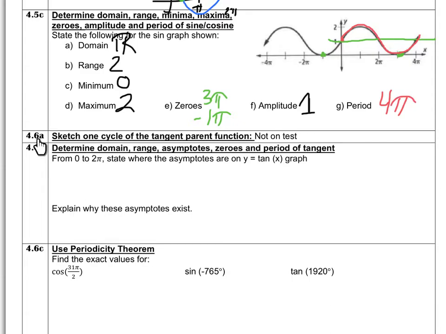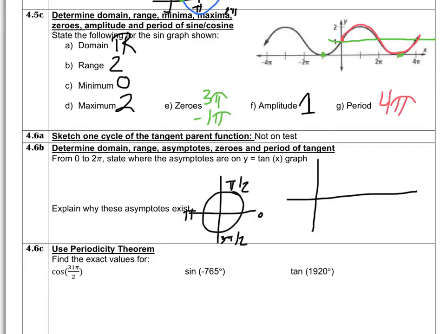4.6a was not going to be on the test for sketching the tangent function. 4.6b, though, says determine domain, range, asymptotes, zeros, and period of tangent. Let's just focus on the asymptotes of the tangent function. From 0 to 2 pi, state where the asymptotes are on the tangent graph.